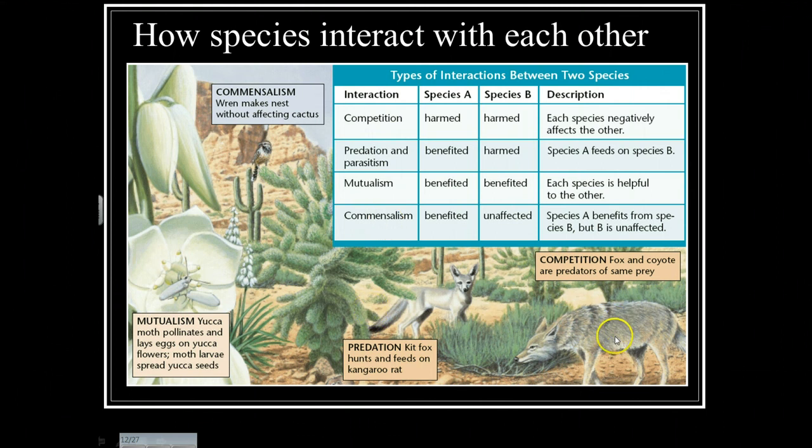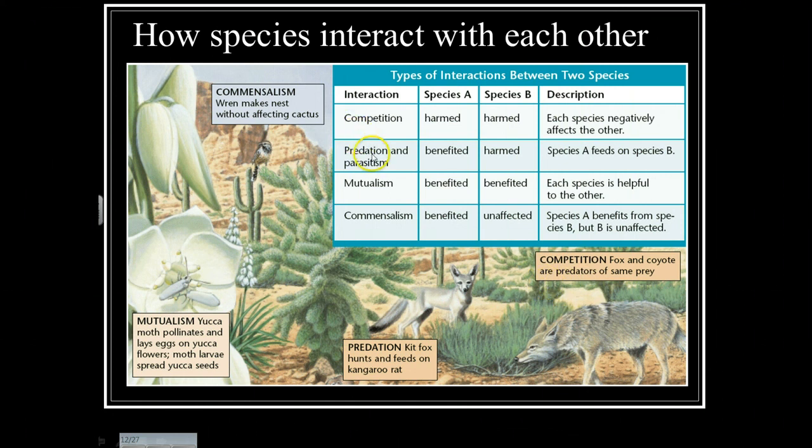They show you with this slide actually some of the organisms and how they're interacting with each other. In competition, usually it's believed that both species are harmed. There's a negative effect from one to another. Okay, and here the fox and the coyote are predators of the same prey. So they're after the same food, and therefore one of them loses out both times. One time one loses out, another time the other.